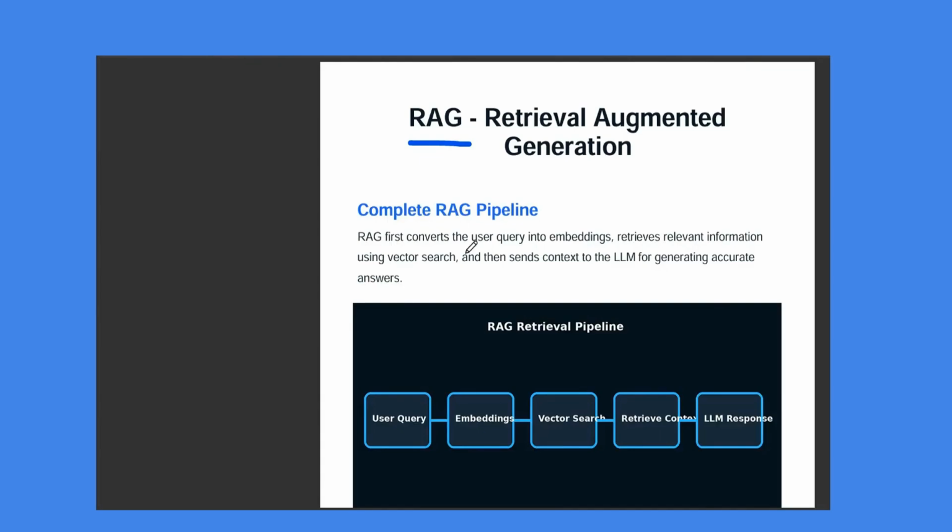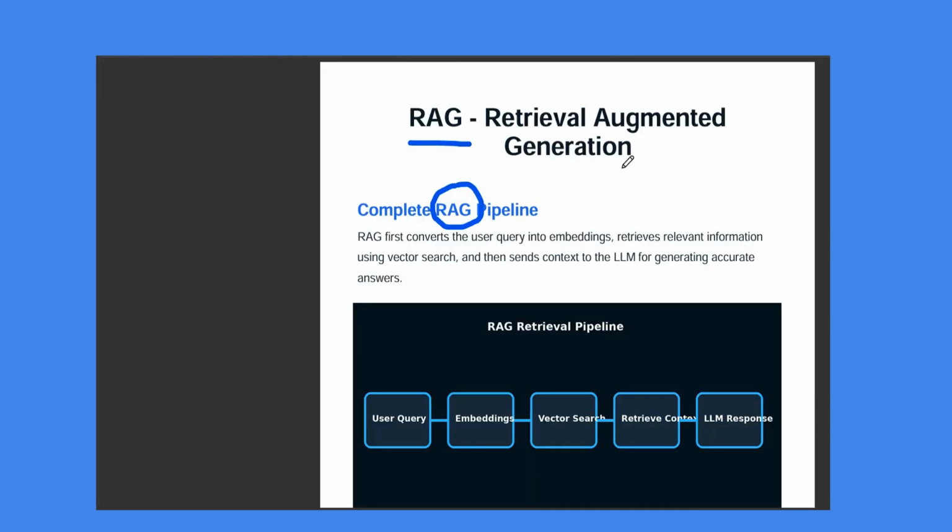Okay, so first of all, what actually is RAG? RAG stands for Retrieval Augmented Generation. Okay, now don't get scared by this big name. The concept is actually very simple.